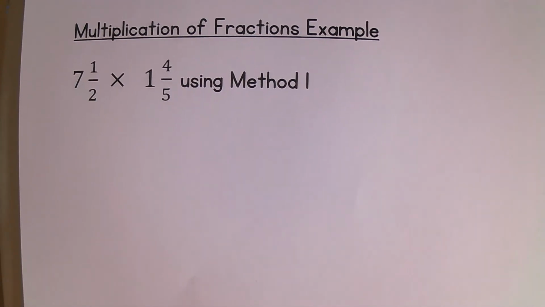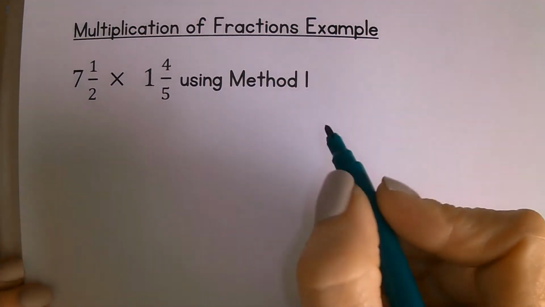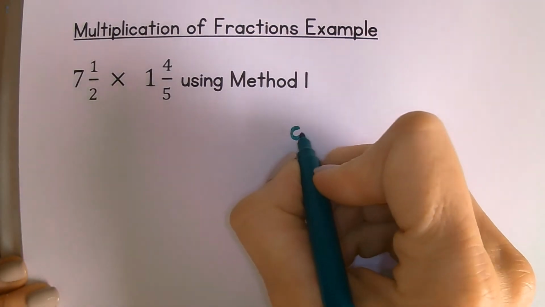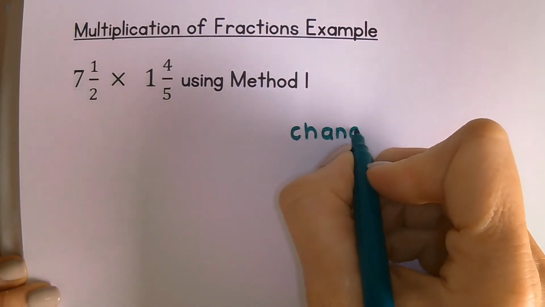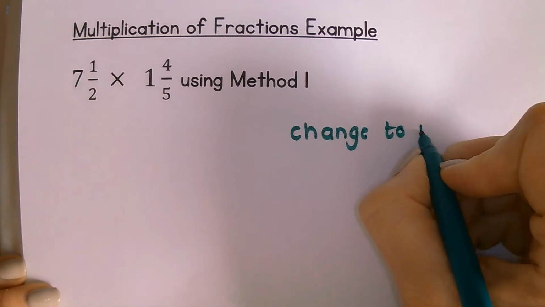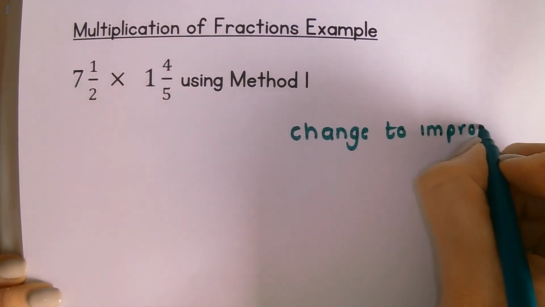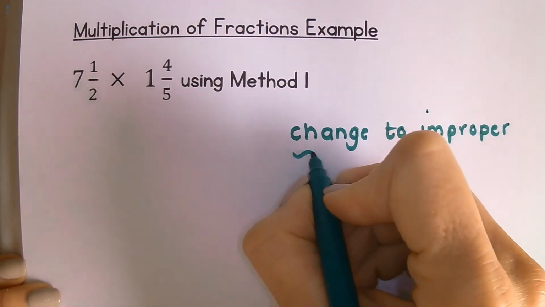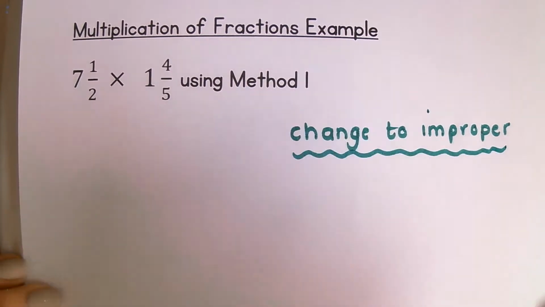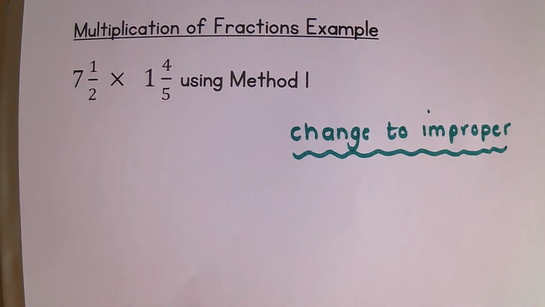Okay, so let's get started on method number 1, and we're going to use 7 and a half times 1 and 4 over 5. First of all, when we are working with multiplication, we need to change to improper. This is the biggest thing to remember. Now this is super important. If we don't change to improper, we're not going to get the right answer.